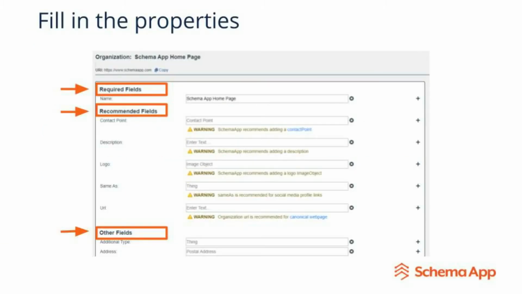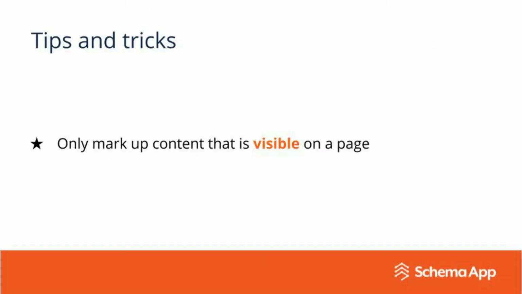Once you've selected and named your data item, Schema App will load a form and ask you to fill in the properties or fields associated with that data item. You don't have to fill in all the fields, but fill in those that make sense for your business. At a minimum, wherever possible, you'll want to mark up the required and recommended fields. Errors and warnings are highlighted dynamically as you run through the process.